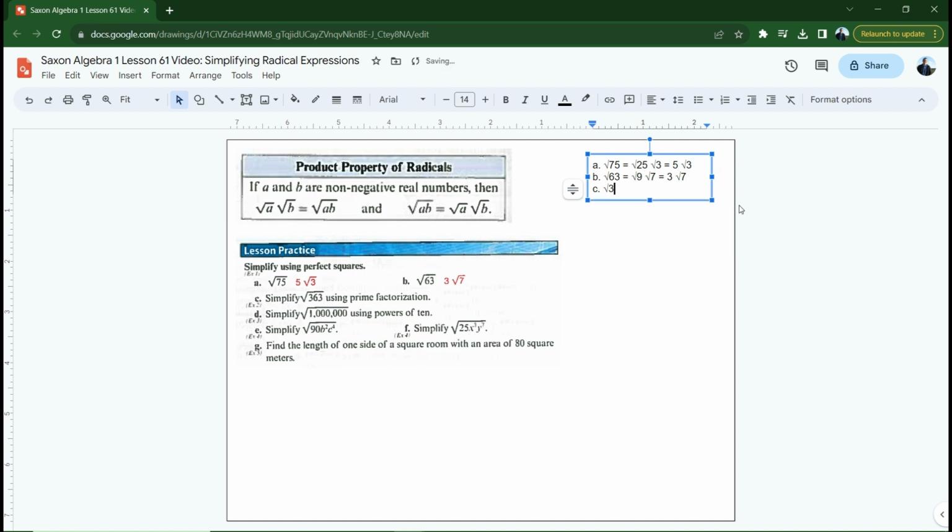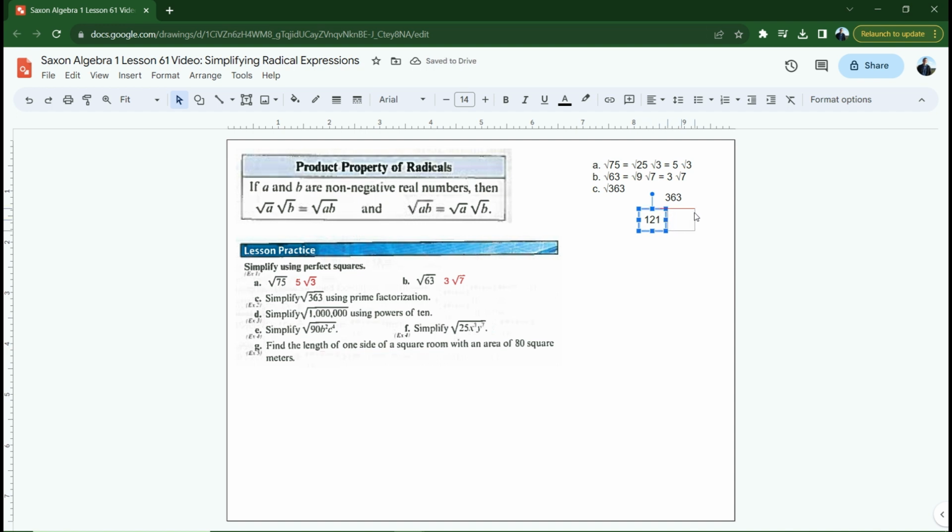The square root of 363 using prime factorization. Prime factorization means that I'm taking 363 and breaking it down 100% into its prime numbers. Well, let's see. 363 is going to be a number that divides by 3. And if I think about that, 363 is going to turn into, is it going to be 121 times 3?